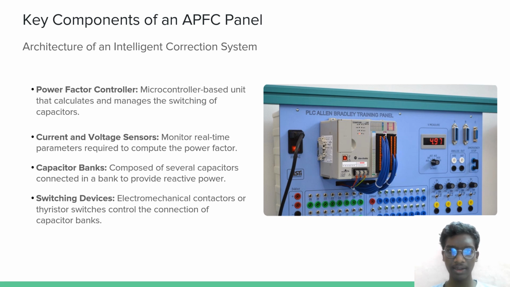Key components of an APFC panel. Architecture of an intelligent correction system: power factor controller, current and voltage sensor, capacitor banks, switching devices. Power factor controller, a microcontroller based unit that calculates and manages the switching of capacitors. Current and voltage sensors monitor the real-time parameters required to compute the power factor. Capacitor banks are composed of several capacitors connected in a bank to provide reactive power. Switching devices, electromechanical contacts or thyristor switches, control the connecting of capacitor banks.